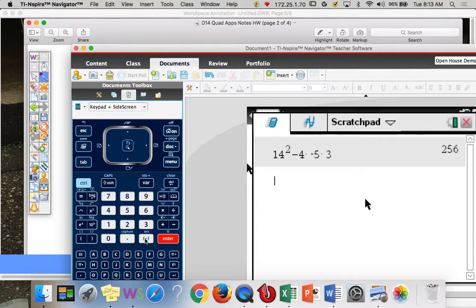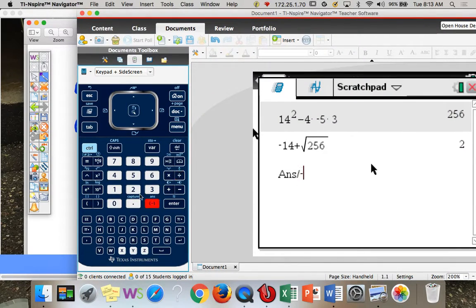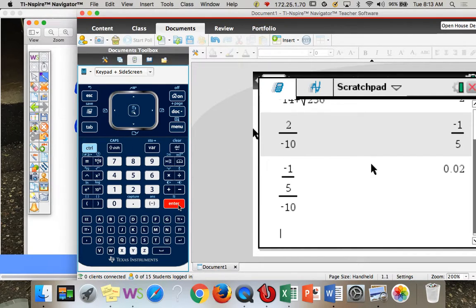Let's do the plus first. So -14 plus the square root of 256. Hit enter. Divide by -10. So one answer is -1 divided by 5, which is -0.2.